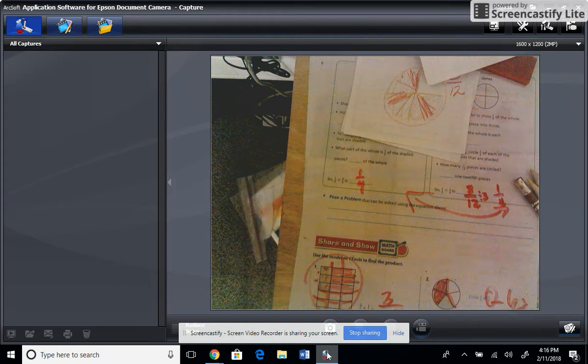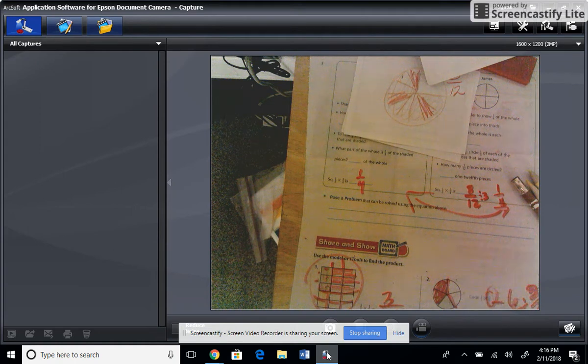Oh, I made that mistake. I told you guys not to make a mistake of how many parts did I have altogether? 5. And how many did I need? 2 of them. So I made the mistake I told you not to do. Sorry. All right, let's move on.